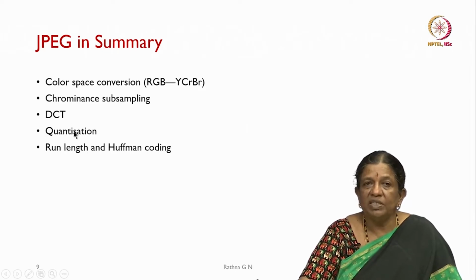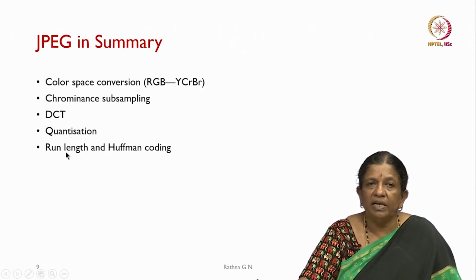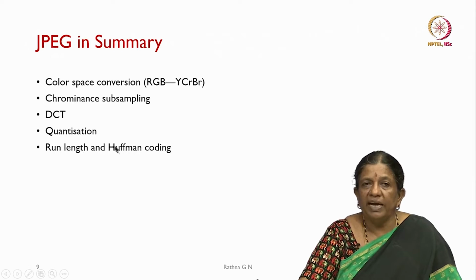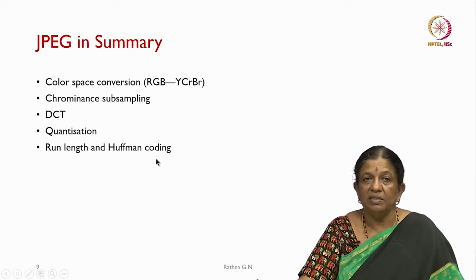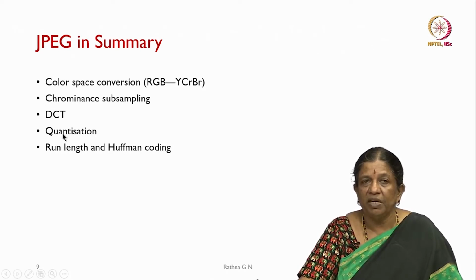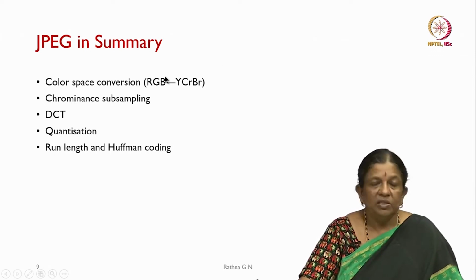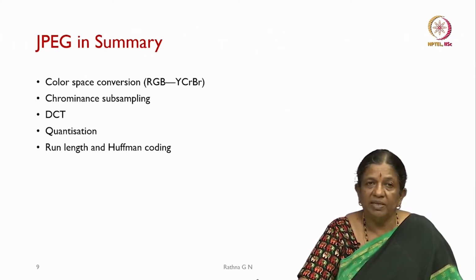Then once the quantization is done, after the DCT we will go for the run length coding and the Huffman coding that we had discussed in the last classes. Then the reverse process happens: the quantized signal has to be requantized, then we do the IDCT because we have to reconstruct the image, then the chrominance subsampling in the reverse direction, and then we convert from YCbCr to an RGB image and display it. So, this is how JPEG looks in summary.